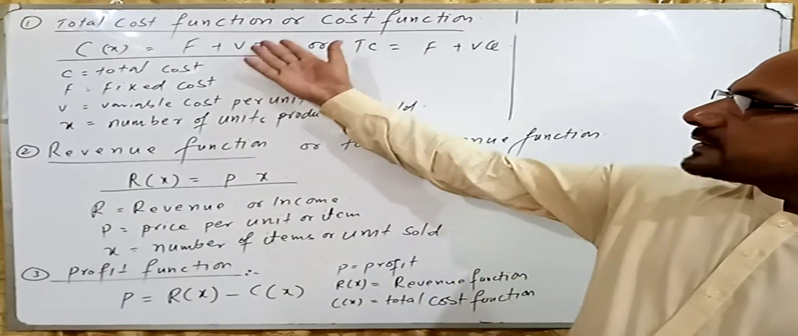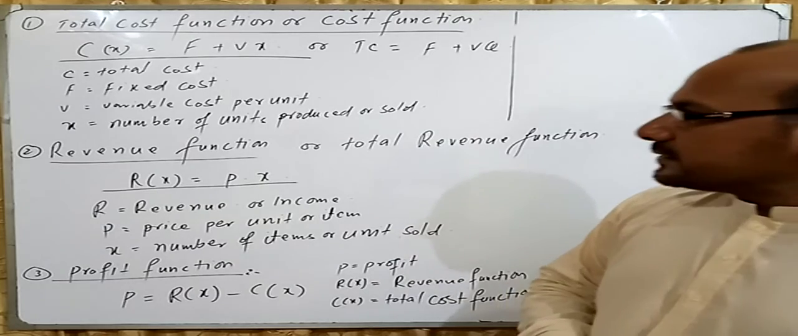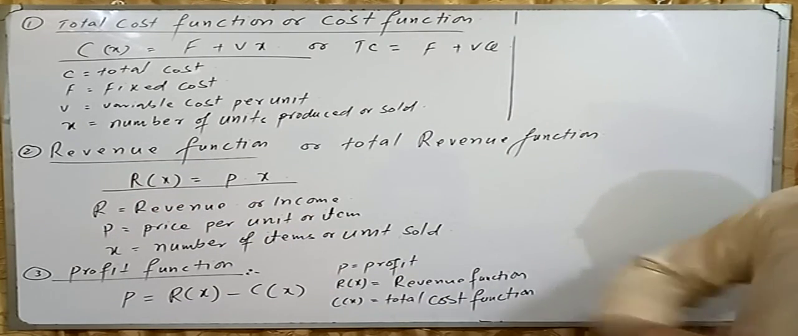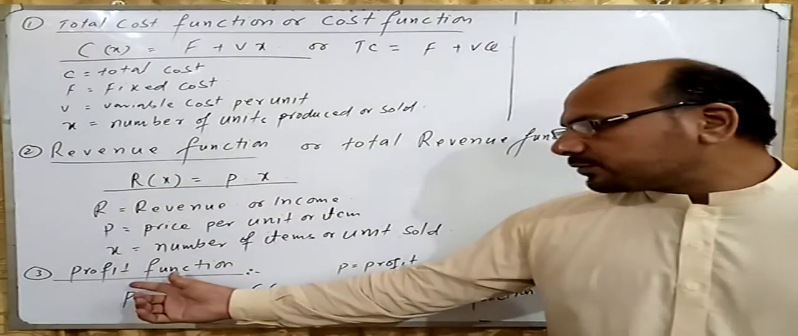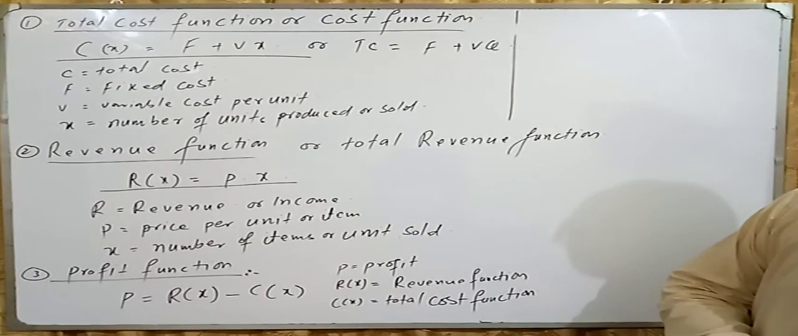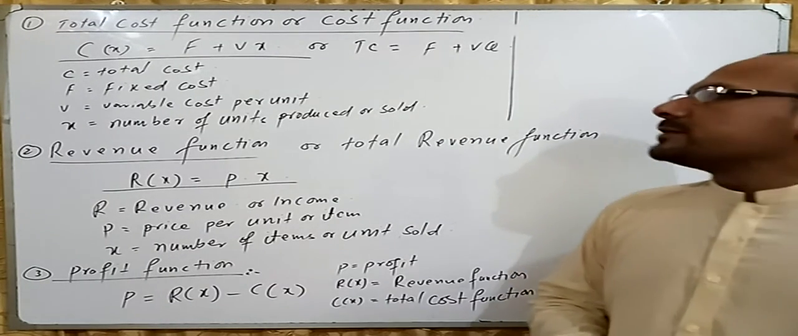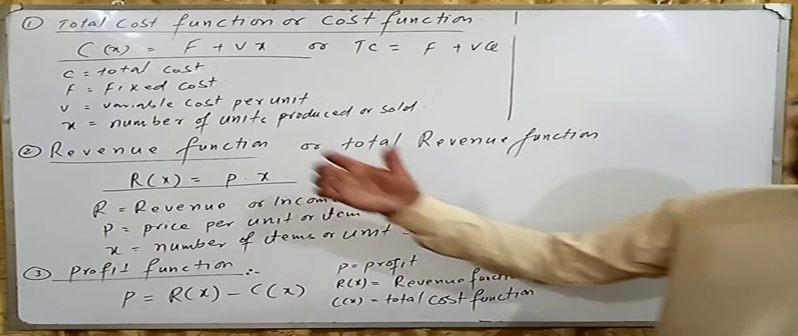The total cost function, or you can say only cost function. The second one is the total revenue function, or you can say only revenue function. And the third one is the profit function. So the first, the total cost function, is basically a combination of four variables.